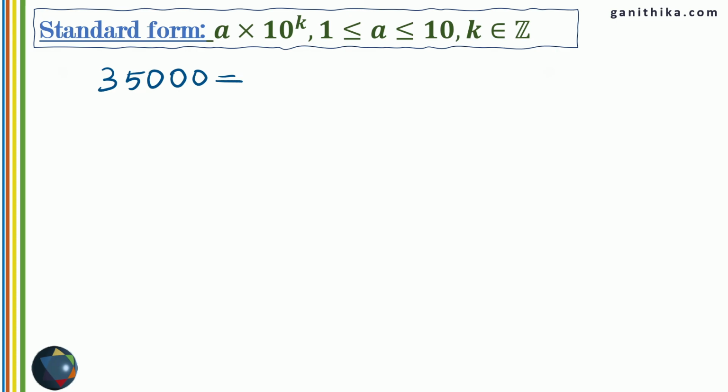In order to write this in standard form, first of all you need to find what a is. a should be a number less than 10. So if you put a decimal point after 3 and before 5, you get 3.5 as a, and then this can be represented as 3.5 times 10 to the power of 4, which will give you 35,000. So writing 35,000 in standard form is 3.5 times 10 to the power of 4. You can notice that a is 3.5, which is less than 10, and k is an integer equal to 4.